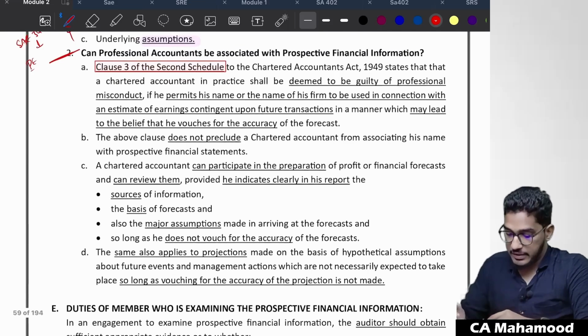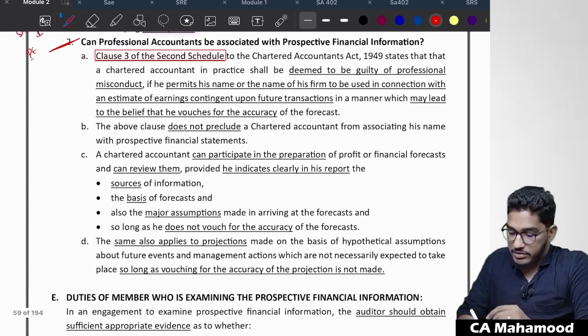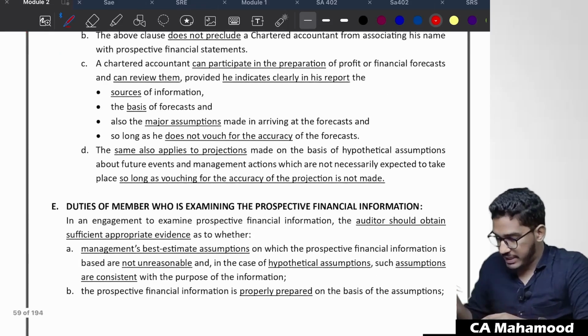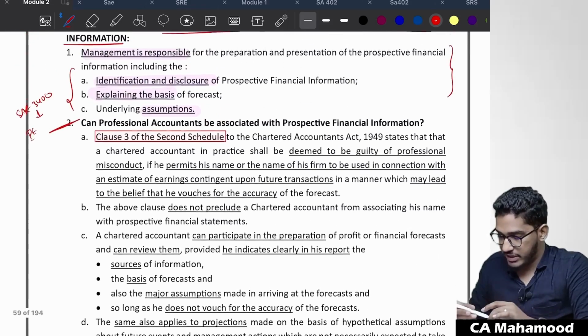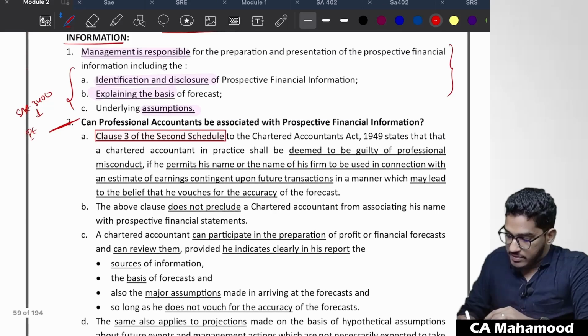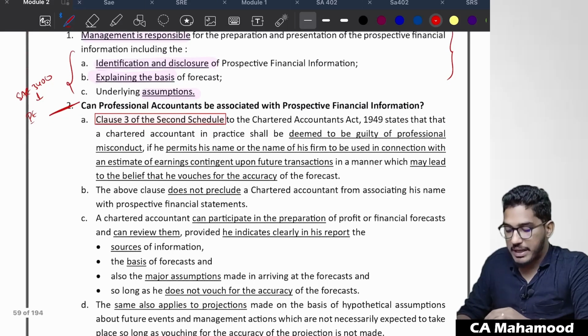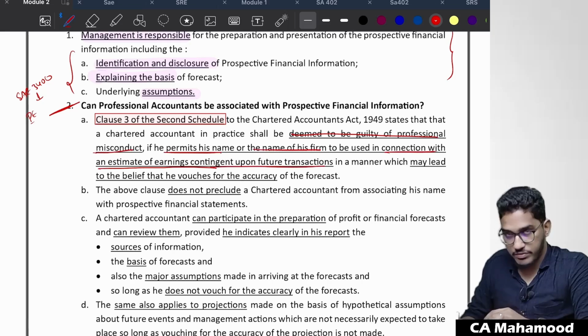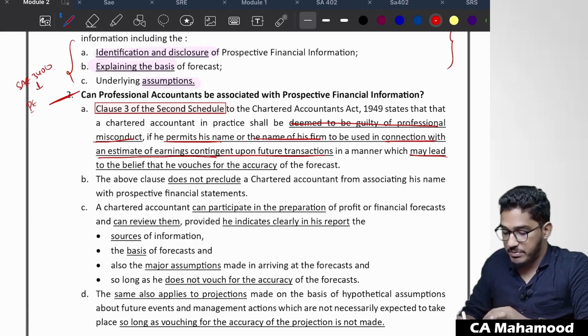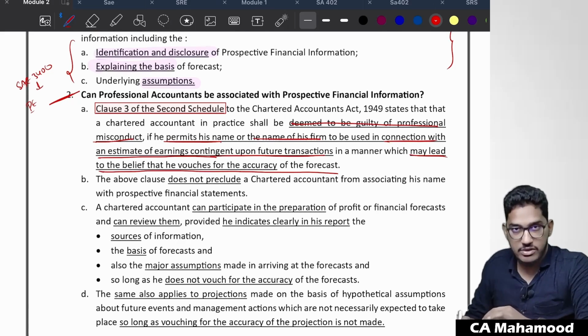Let us proceed further now. So the same thing, they try to elaborate here. Let me read it quickly. There is nothing much to explain; I have explained this content already. So we will quickly go through it. Clause 3 of the second schedule to the Chartered Accountants Act 1949 states that a chartered accountant in practice shall be deemed to be guilty of professional misconduct if he permits his name or the name of his firm to be used in connection with an estimate of earnings contingent upon future transactions in a manner which may lead to the belief that he vouches for the accuracy of the forecast.